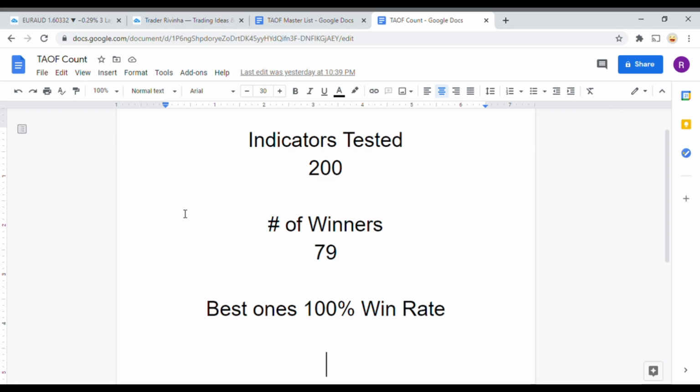So to date, we have tested 200 indicators. And out of those 200 indicators, 79 of them have been winners, which means that they have met or exceeded the 60% win-loss ratio threshold that we have set for them. The best ones so far were able to achieve a 100% win rate. Now you need to go back and watch those videos to understand the context of how they were able to achieve that. But as we are working on building the best trading system possible, you could take any one of those 79 indicators and get out there and start potentially profitably trading the markets with them now.